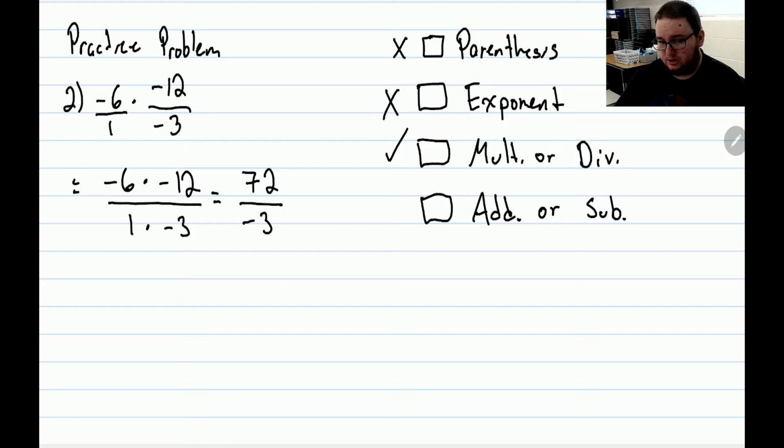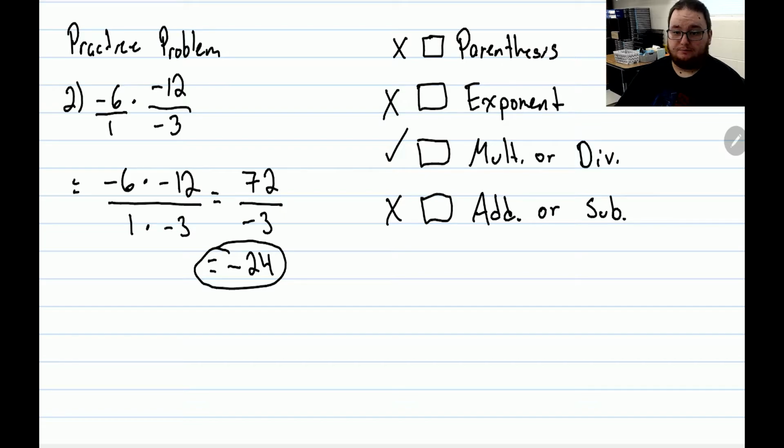So we still have multiplication or division, so we're still stuck on that step. We have to figure out what 72 divided by -3 is. You can use a calculator or not, either one. But the answer is going to be a negative number because we have a positive divided by a negative. And then 72 divided by 3 gives us 24. So -24 is our answer for the second problem. Because we don't have any addition or subtraction, we don't have to do anything else to it.